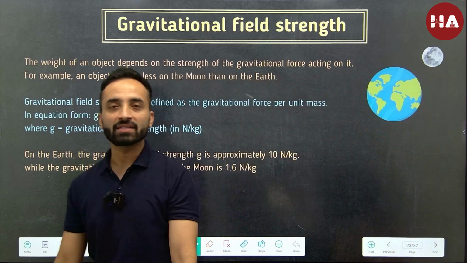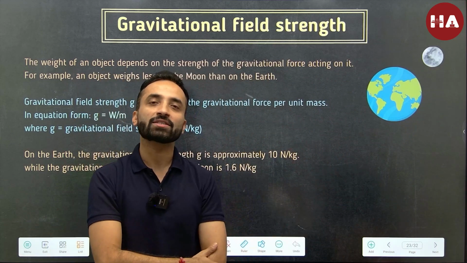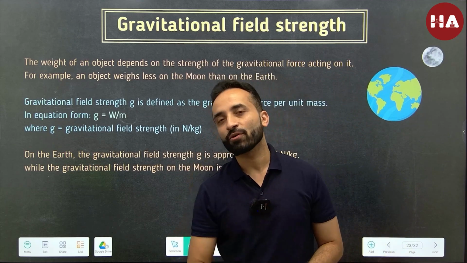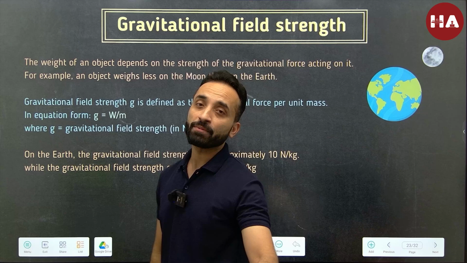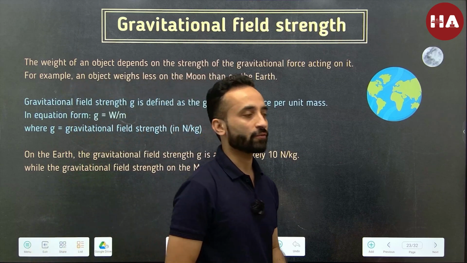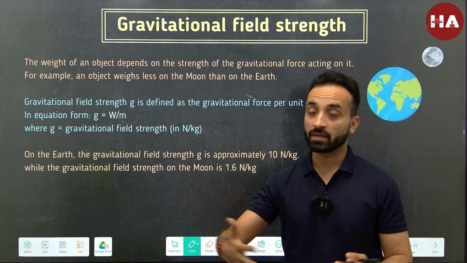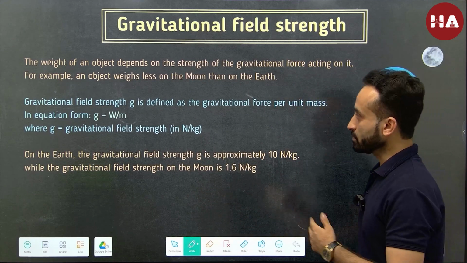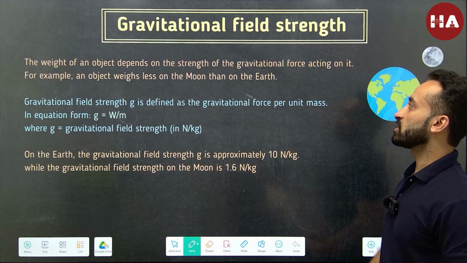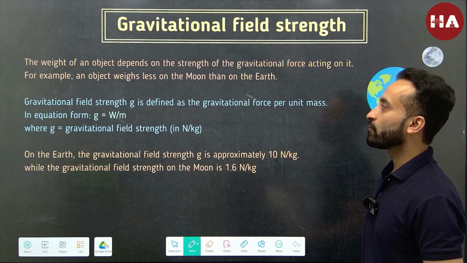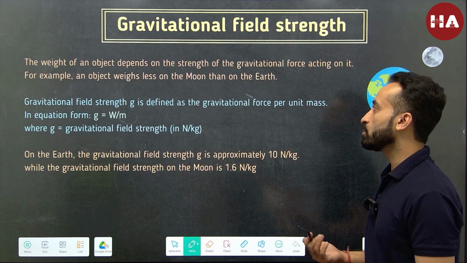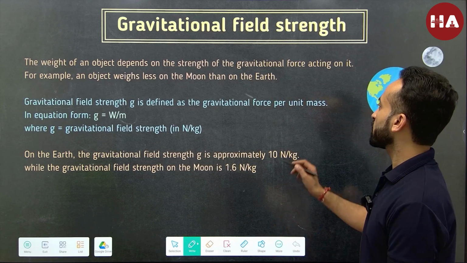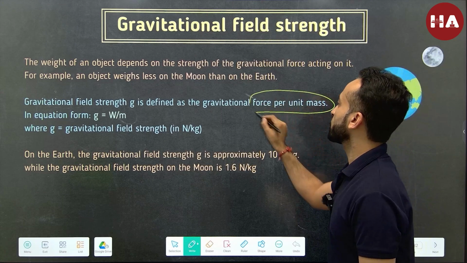Of course you do understand that we are all in the gravitational field of the earth, and it has a particular strength, a particular magnitude of force that it will apply on objects, and different planets will have a different value of gravitational field intensity. For example, Jupiter has the maximum, but right now we are mainly concerned about the Earth's gravity. The weight of an object depends on the strength of gravitational force acting on it. For example, objects weigh less on the moon than on the earth because earth has a stronger field. Gravitational field strength is defined as the force per unit mass.